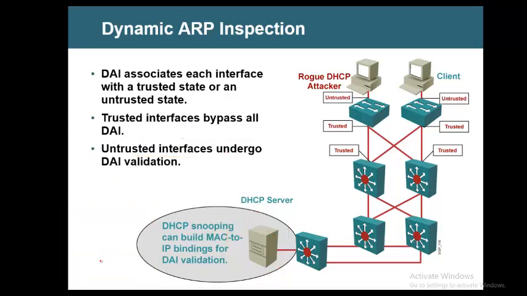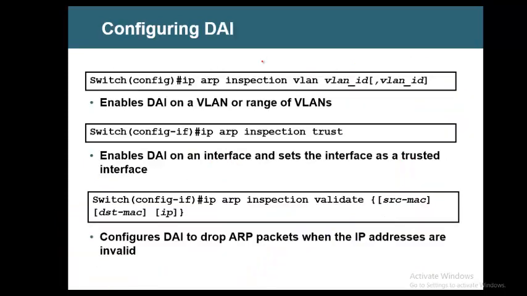All right, so the configuration is ip arp inspection vlan. And then for the port where you do not want the inspection, you can say, I trust this port, no need to validate. So if the IP addresses are valid, it will allow. If it is invalid, it will drop.